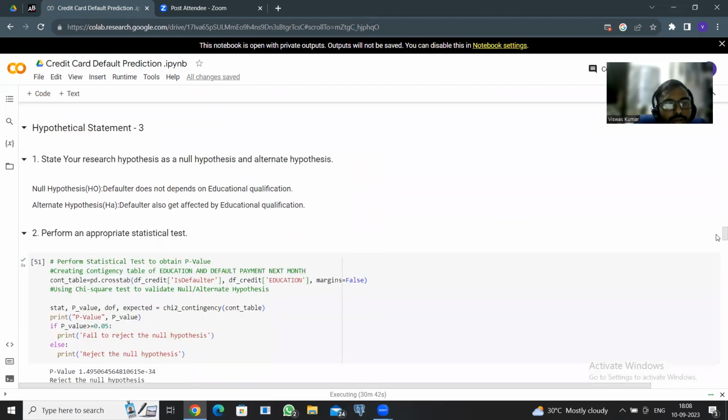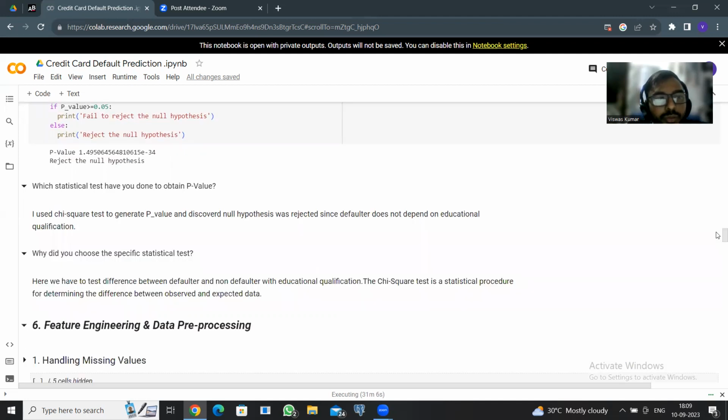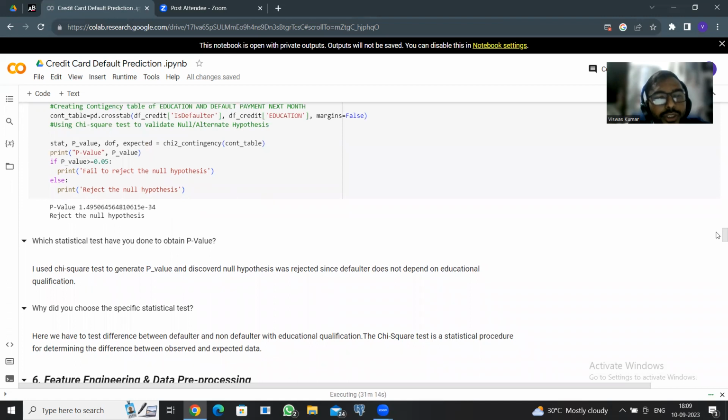Likewise, the third hypothesis which I used is that defaulting does not depend on educational qualification, versus defaulters also getting affected by educational qualification. Here I use the chi-square test, which is for a classification type of problem, to get the hypothesis result. From the results, I can surely say to reject the null hypothesis and accept the alternate hypothesis.